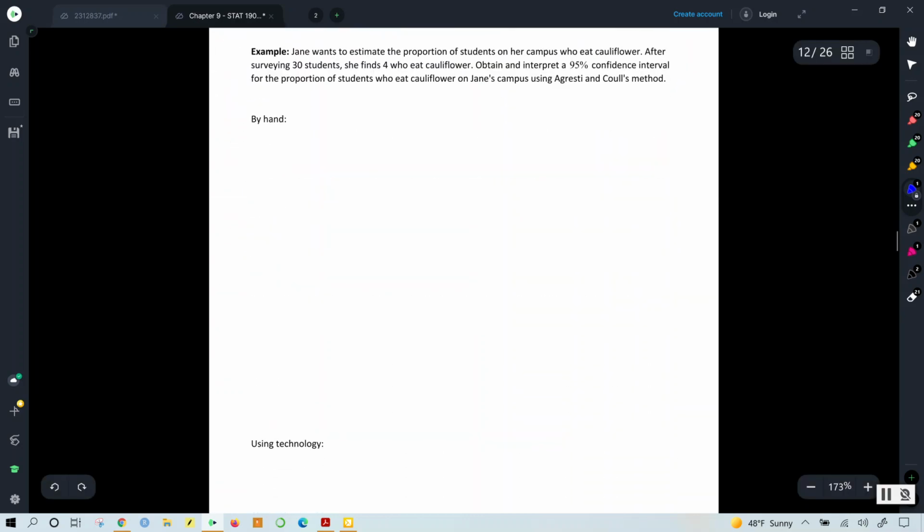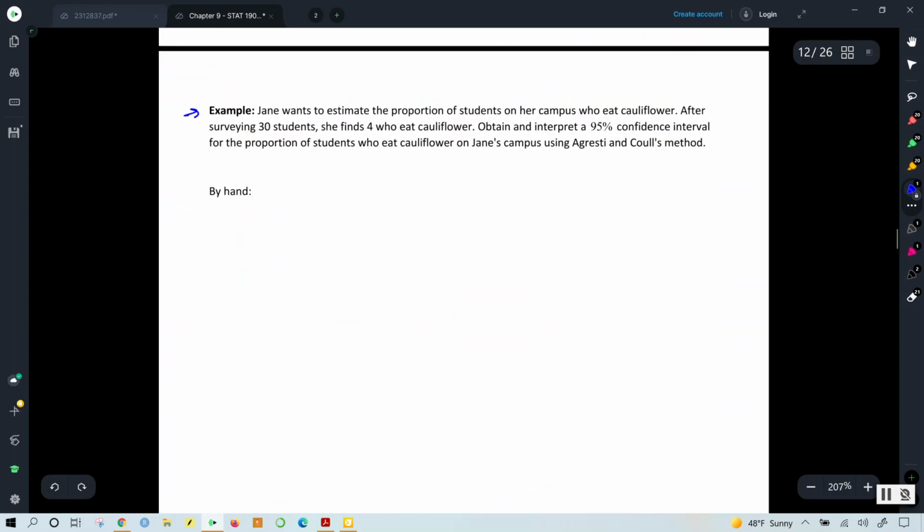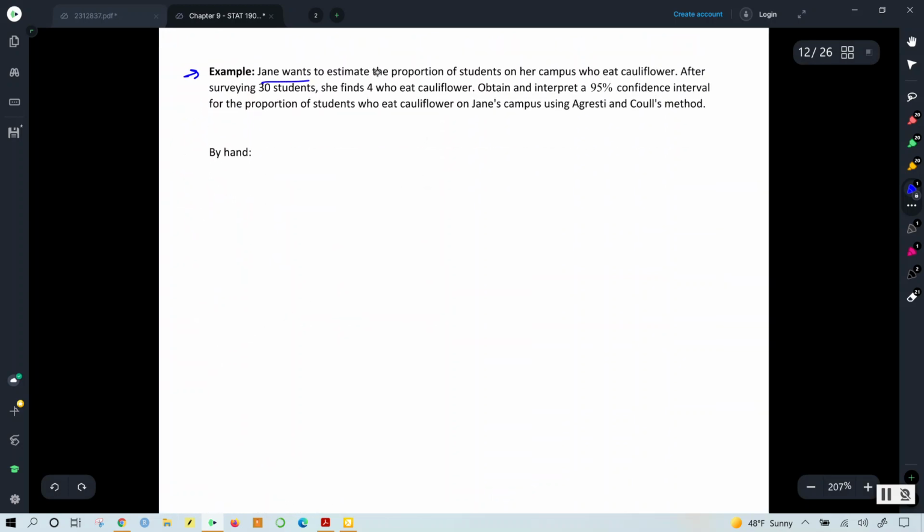So let's proceed. We're told in this example that Jane wants to estimate the proportion of students on a campus who eat cauliflower. After surveying 30 students, she finds 4 who eat cauliflower. Obtain and interpret a 95% confidence interval for the population proportion of students who eat cauliflower on Jane's campus using the Agresti and Coull method.